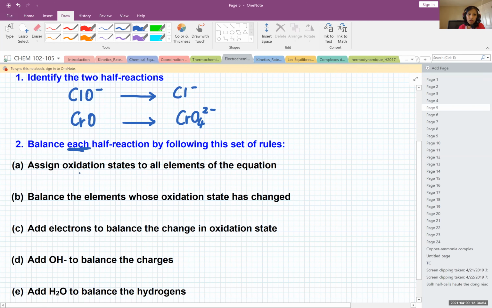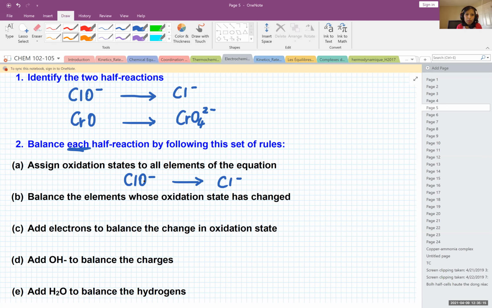And it says here, assign oxidation states to all elements of the equation. I'll take the first one. I need to assign oxidation states, like I said, for compounds where you cannot tell the oxidation state of the other element for sure. For example, if it is not a group 1 or group 2 element, then you go with the -2 oxidation state for oxygen. So I'll just do that here, and that will help me obtain the oxidation state for chlorine.